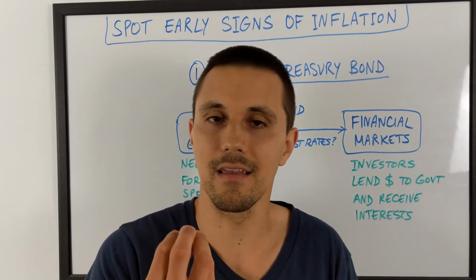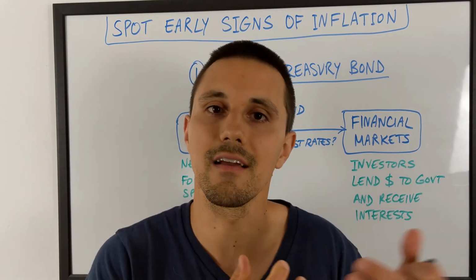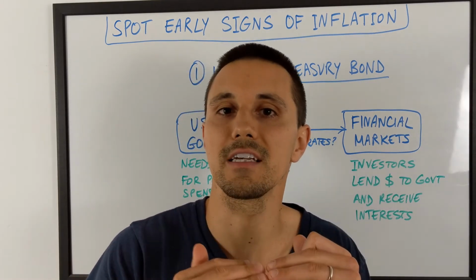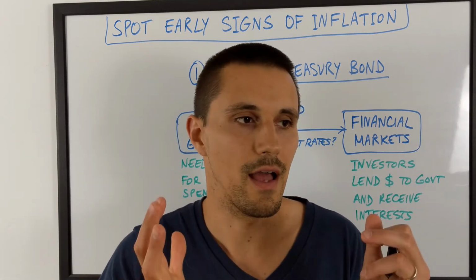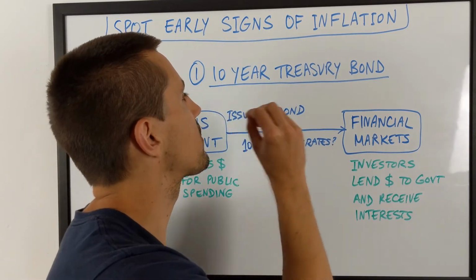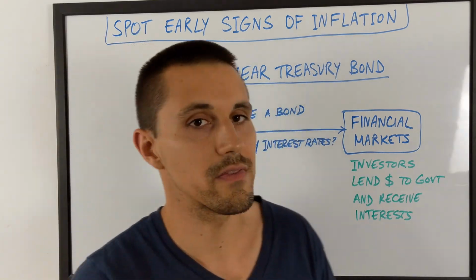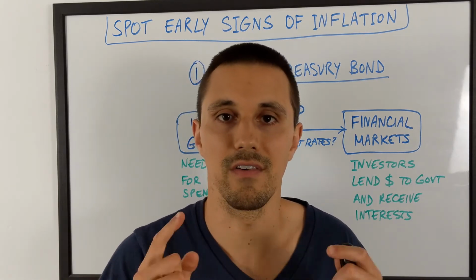That means that the investors want higher returns for lending for the next 10 years because they're expecting the inflation to rise. And that would be a warning sign. And that's why all the savvy investors are looking very closely at the 10-year treasury bond when it comes to spotting early signs of inflation.